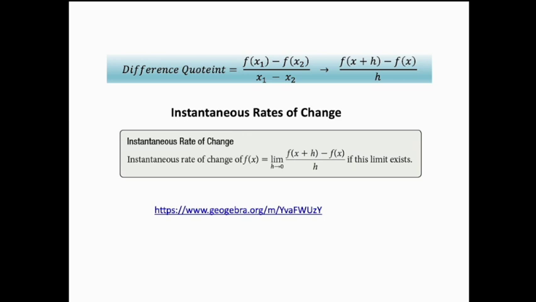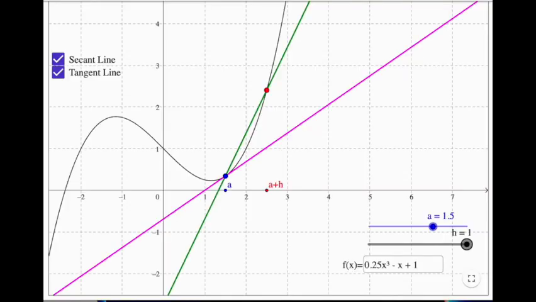To help you visualize this definition of the instantaneous rate of change, I have a link here to GeoGebra that shows how the secant line and the tangent line are related by taking the limit as h goes to 0, and it will show how as the limit of h approaches 0, we get that instantaneous rate of change. So here is our GeoGebra example that's going to help us visualize how as h goes to 0, it helps us define the instantaneous rate of change.